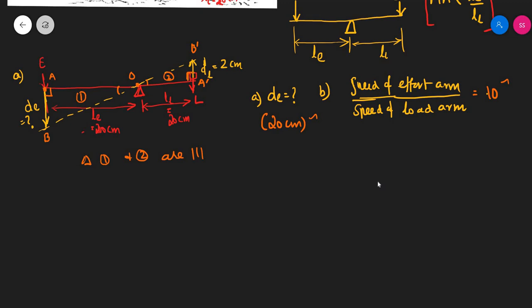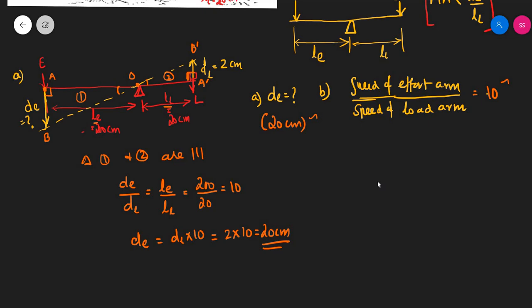Now since both these triangles are similar, you have DE by DL is equal to LE by LL, and we know that LE by LL is 200 divided by 20, and that is equal to 10. So in other words, your DE would be equal to DL into 10. That's equal to 2 into 10, that's 20 centimeters.